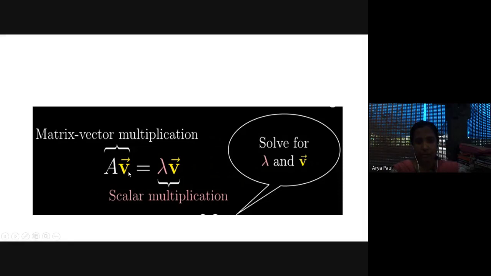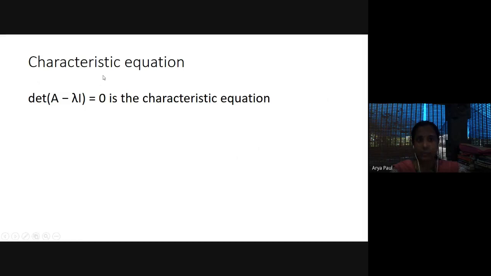So this is the ultimate equation, AV equal to lambda V, where V is the eigenvector and lambda is the eigenvalue. This is the corresponding characteristic equation. As you know, every square matrix satisfies its characteristic equation: determinant of A minus lambda I equal to 0. What is lambda? Lambda is the eigenvalue. This is the characteristic equation of a matrix.